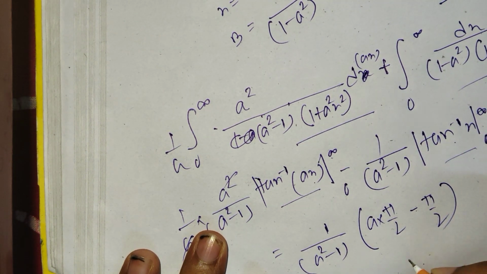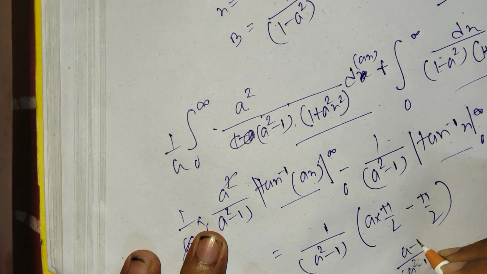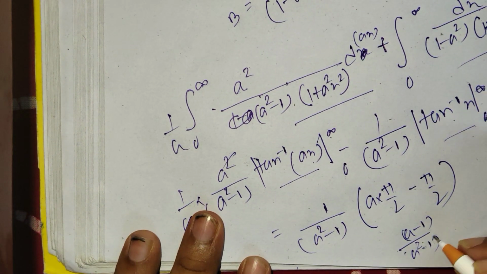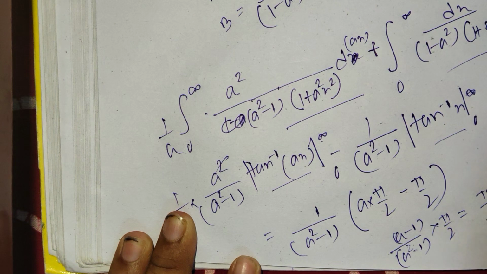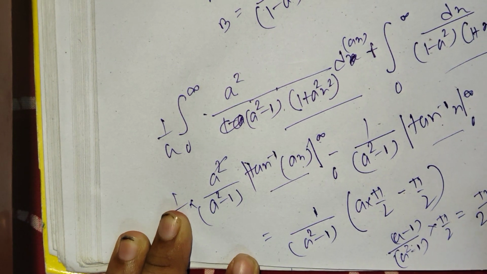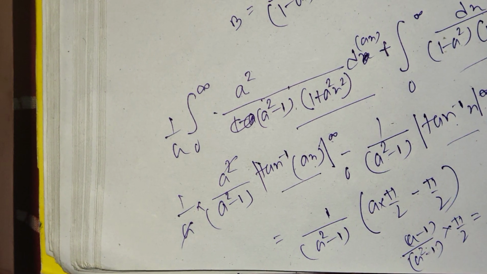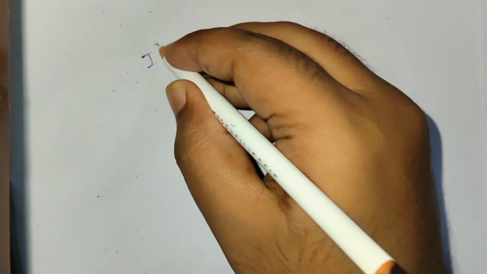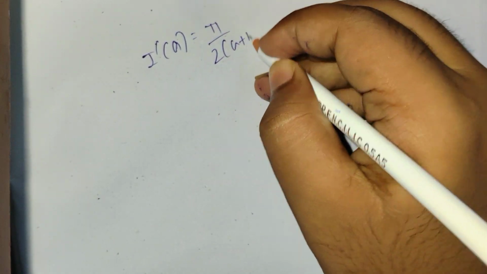So this is like a minus 1 by a square minus 1 into pi by 2, and it is very simple to understand. This is nothing but pi by 2 into a plus b. Now let's move on to the next page. So the value of I dash a is equals to pi by 2 into a plus 1, right?